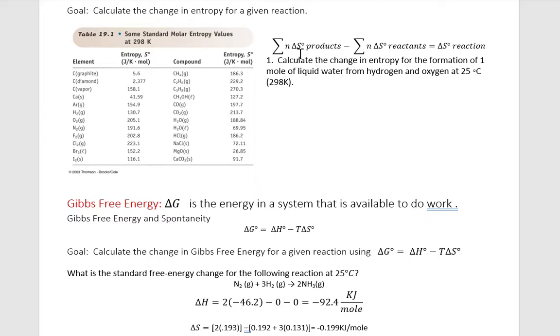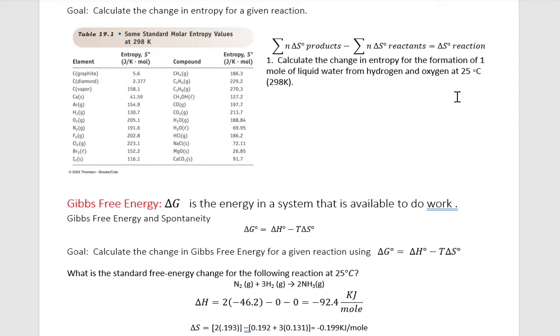We're going to take the number of moles times the standard molar entropy values of the products minus the sum of the number of moles times the standard entropy values of the reactants, and that will give us the change in entropy of the reaction. So let's work through this one right here.